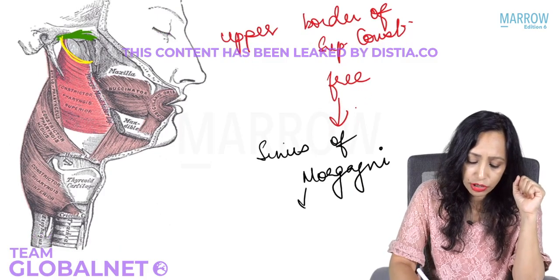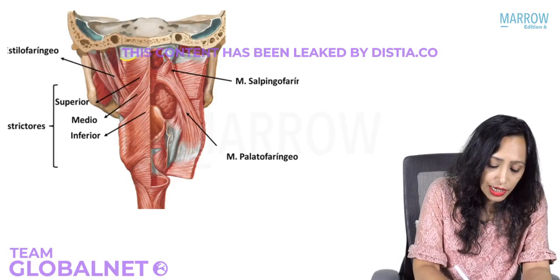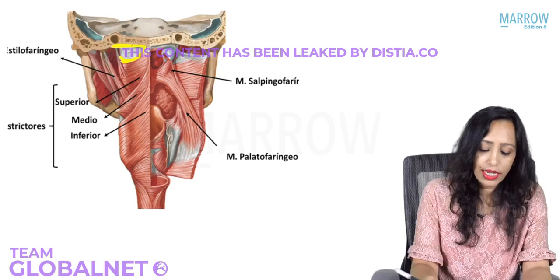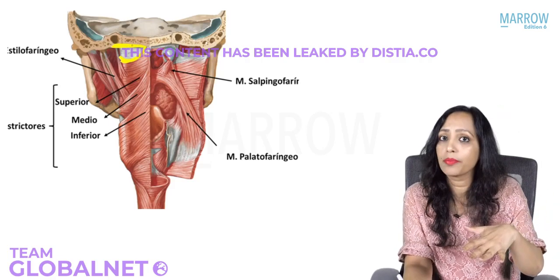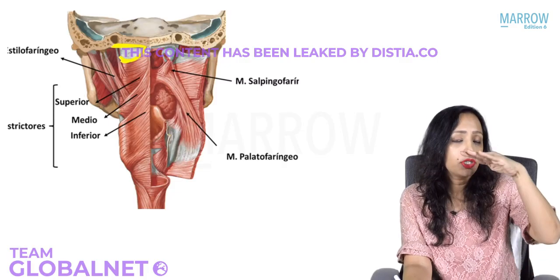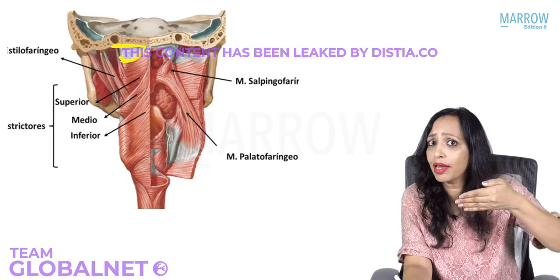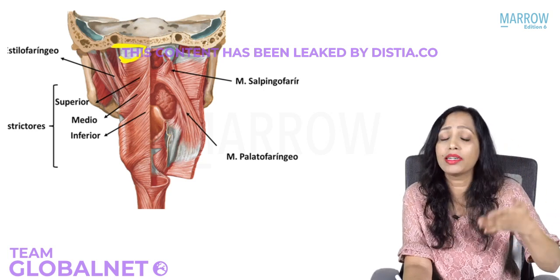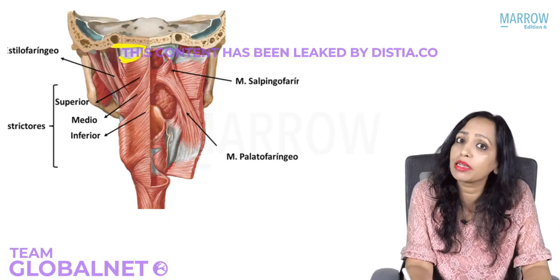Yes, we have seen this picture earlier. Here we have the superior constrictor muscle, the upper border of superior constrictor, and here is the base of skull. So yes, it is free. It is not attached to the base of skull, which means that this gap, the sinus of Morgagni, has no muscle. It just has the epithelial lining and the fascia. Which fascia? Anterior fascia, and the posterior fascia. It is just filled with the fascia. There is no muscle here. So the upper border of superior constrictor muscle is free.